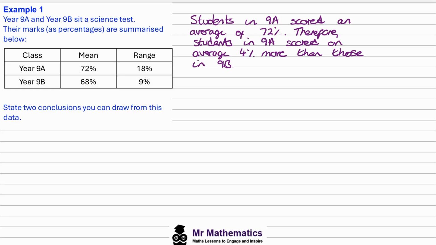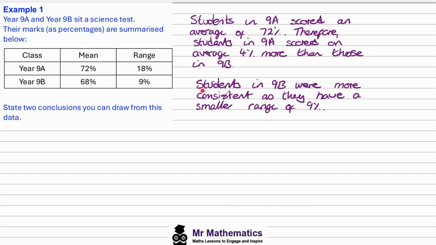So we can summarize this by saying that students in 9B were more consistent as they have a smaller range of 9%. Okay? So there's two conclusions. One compares the mean and the other compares the consistency given by the range. So as we progress through the video, we'll be looking at these ideas.